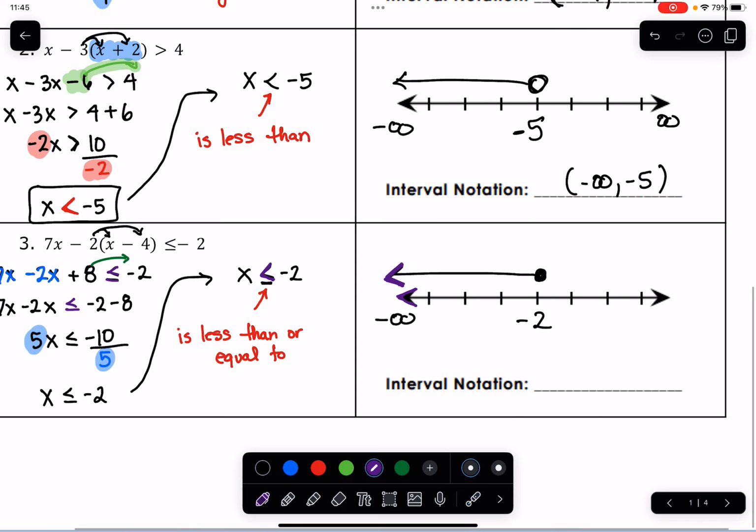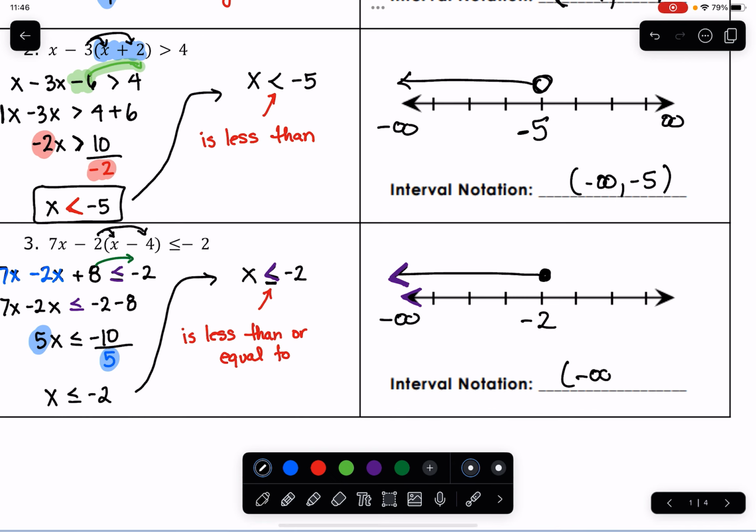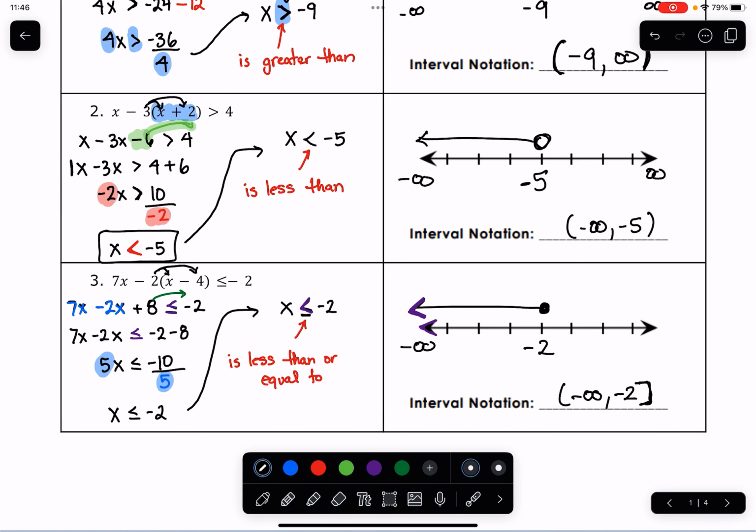So our interval would be from -infinity. Let me do it in black. From -infinity to -2, but this time it's going to be a closed bracket. So bracket because of the closed circle. Okay, let's do some more examples.